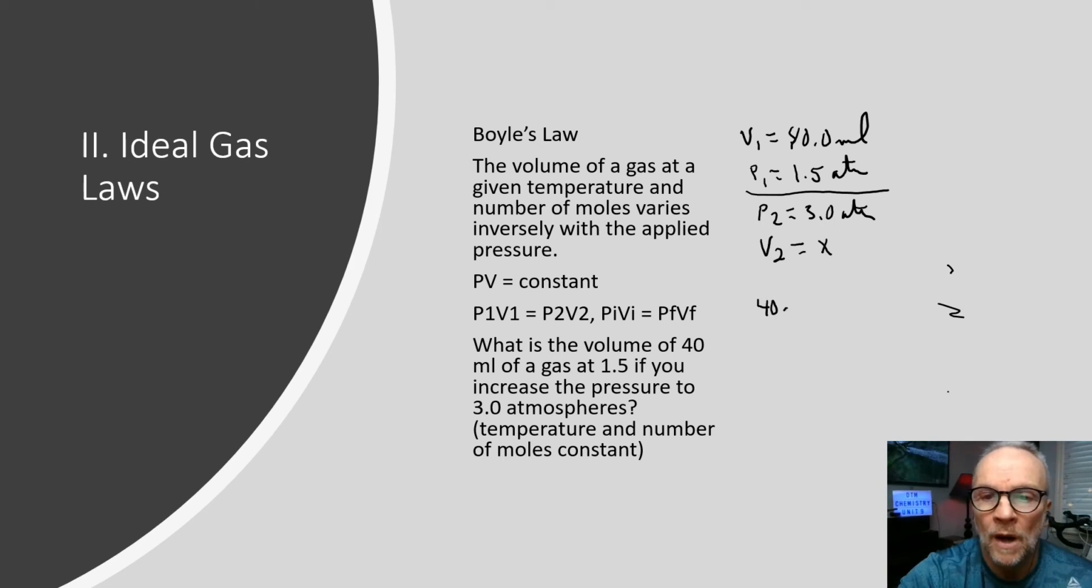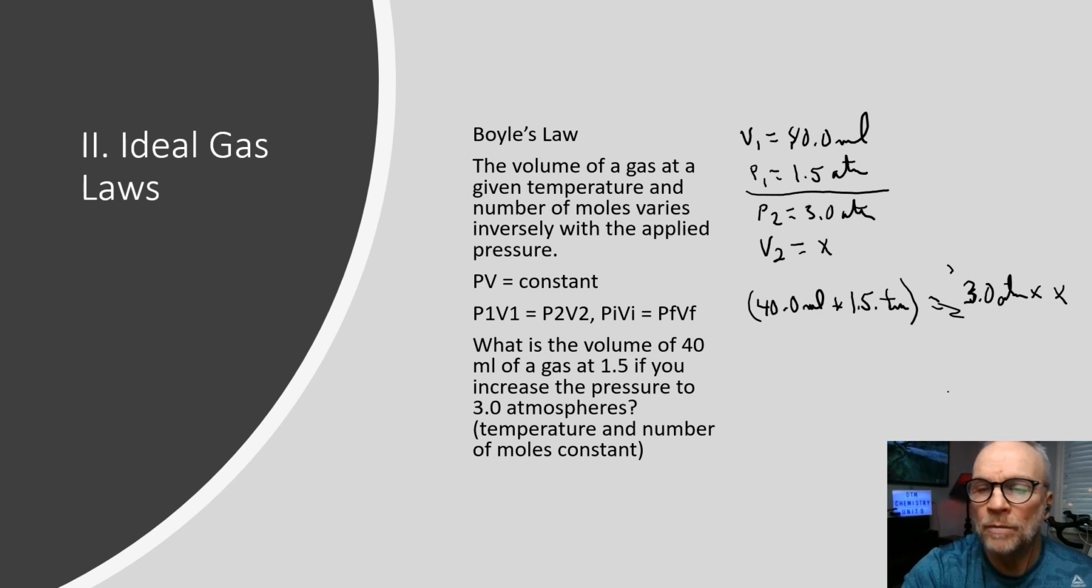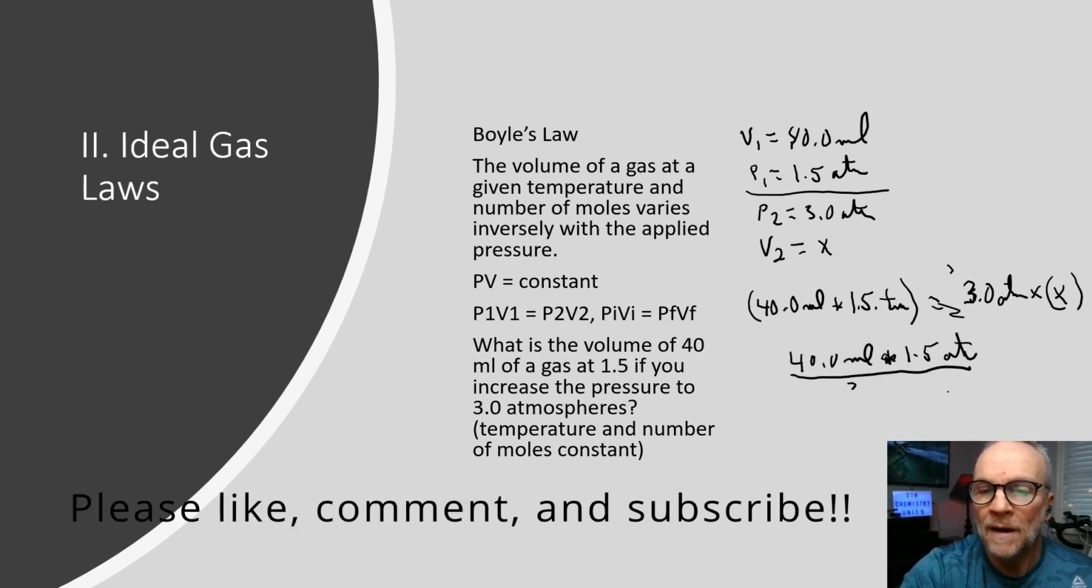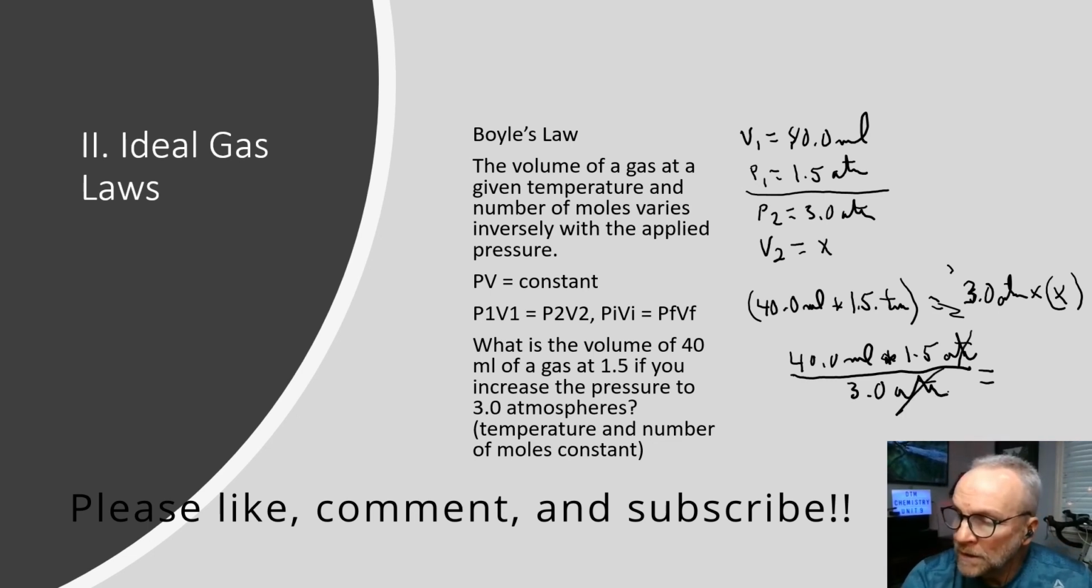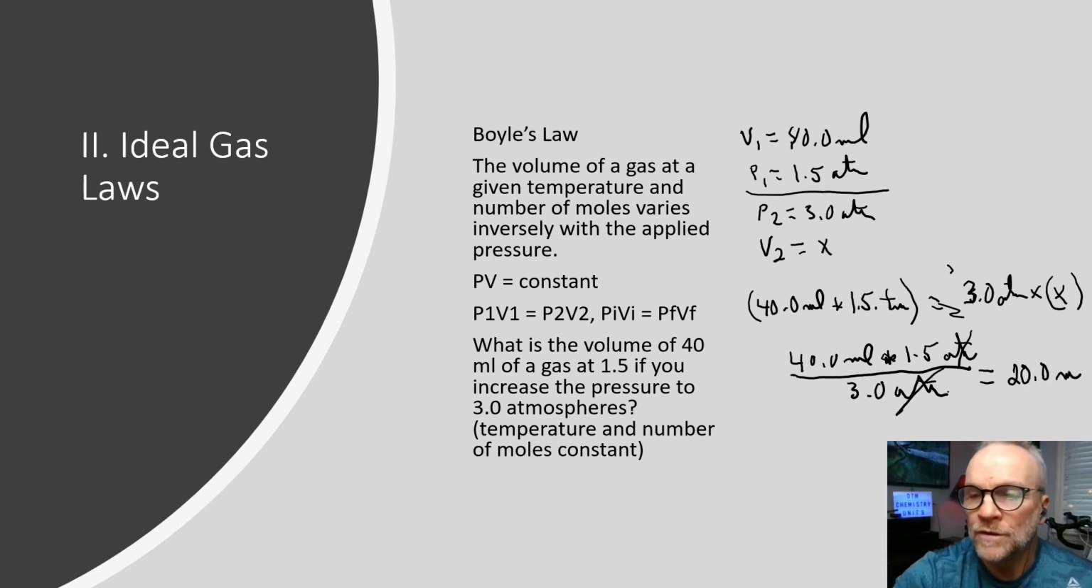So it would be 40. I always think it helps to go ahead and write your units down as well. 40 milliliters times 1.5 atmospheres is equal to 3.0 atmospheres times X, which will be our volume. So then that just becomes 40 milliliters times 1.5 atmospheres divided by 3 atmospheres. Atmospheres cancel here, and our final answer here will be 20.0 milliliters. Okay, so there is a Boyle's Law type of problem.